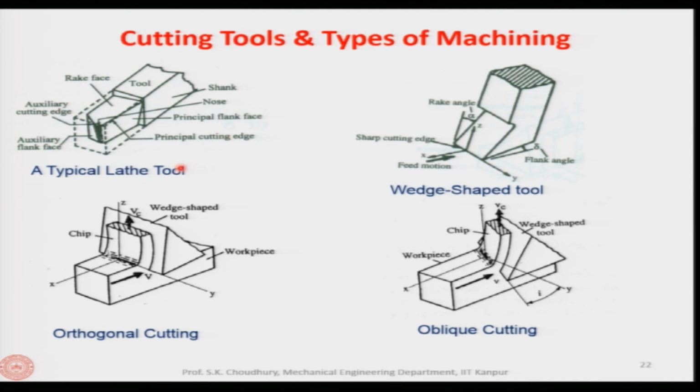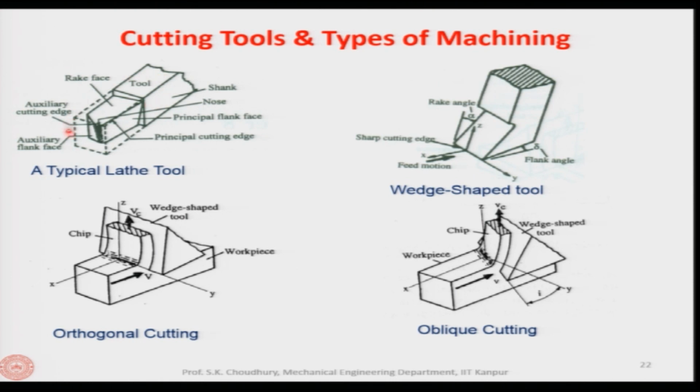And this is mostly four of these parameters: rake face, principal flank face, principal cutting edge, auxiliary cutting edge, and the auxiliary flank face. These are the most important factors or parameters in the turning tool. Let us say this is a lathe tool, a typical lathe tool.